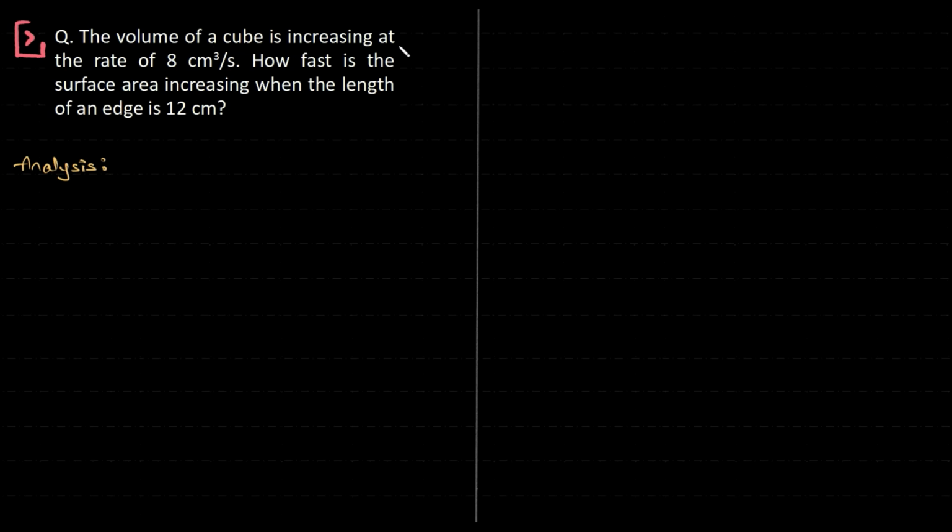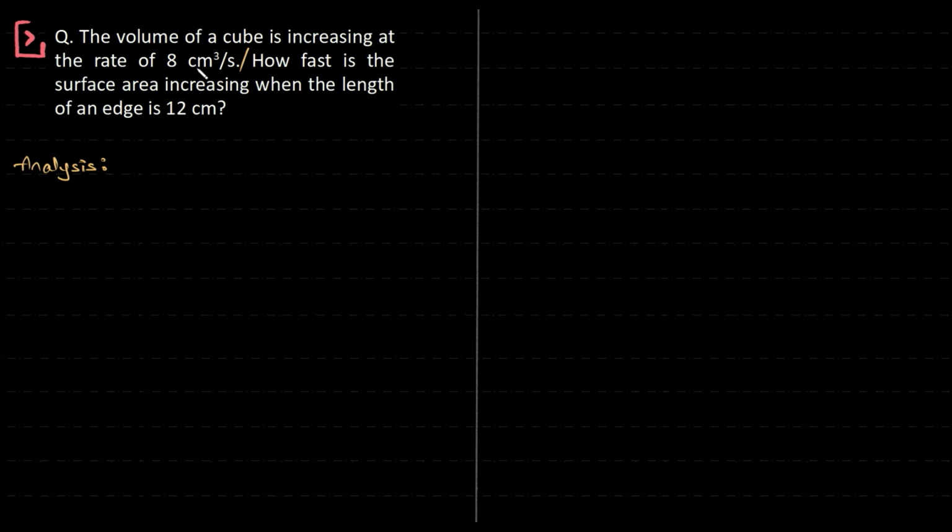The volume of a cube is increasing at a rate of 8 centimeter cube per second. How fast is the surface area increasing when the length of the edge is 12 centimeter? So what exactly are they talking about? See, things are changing with respect to time.